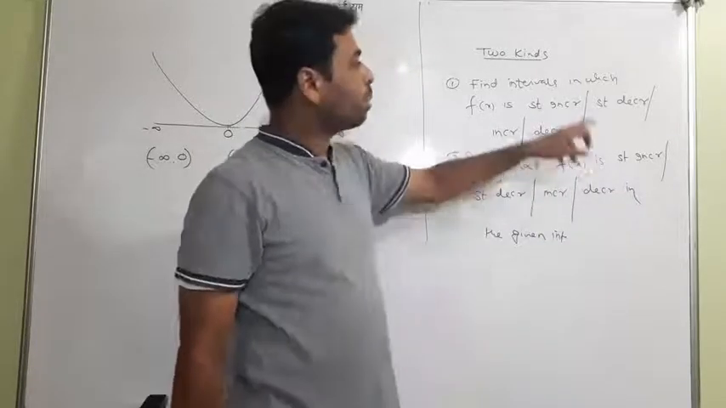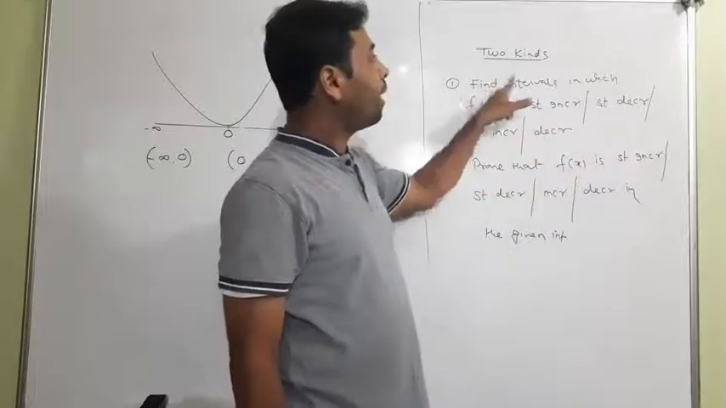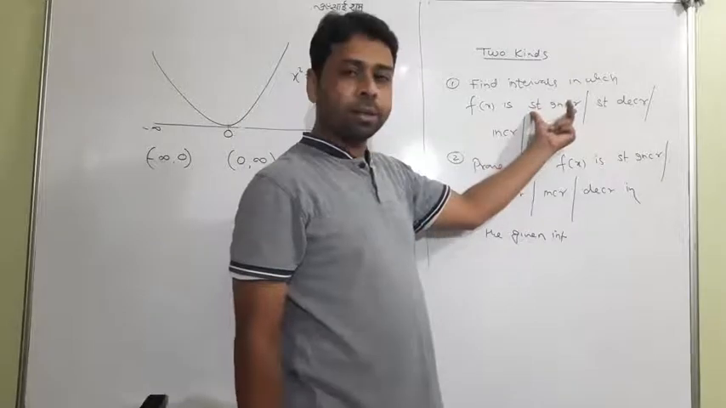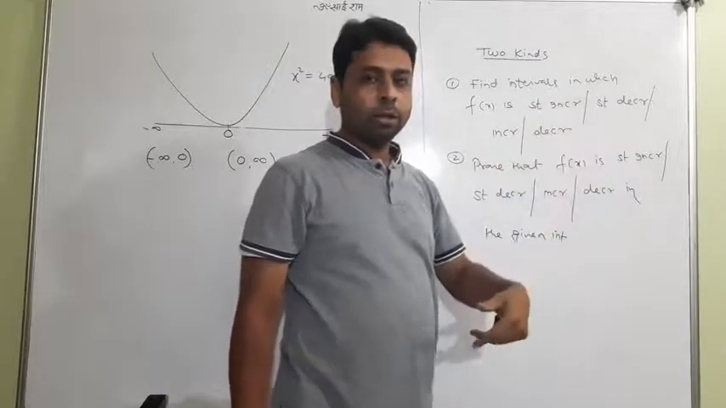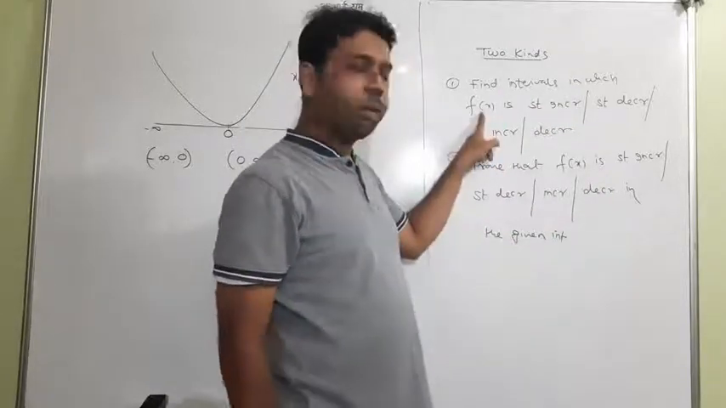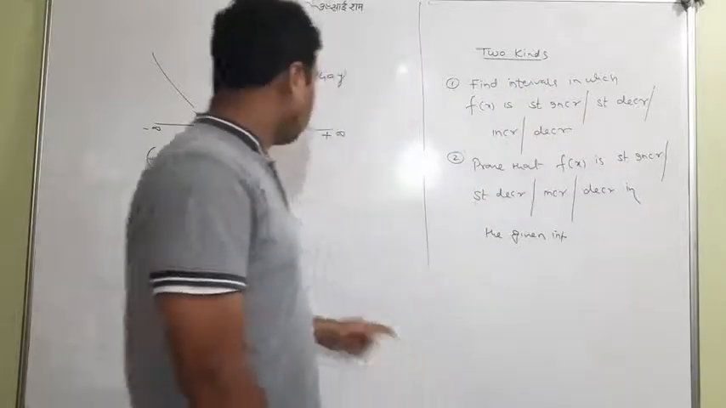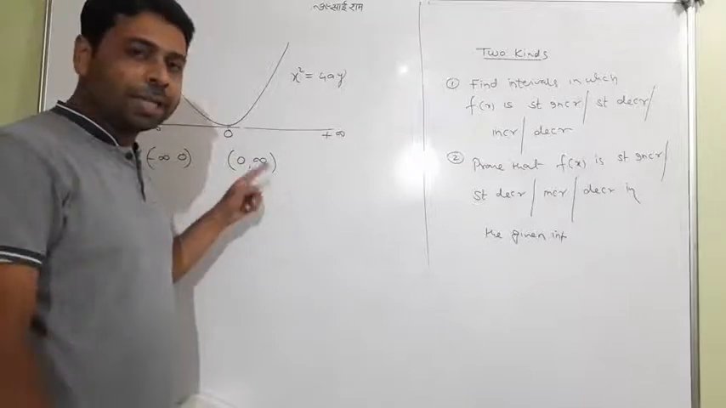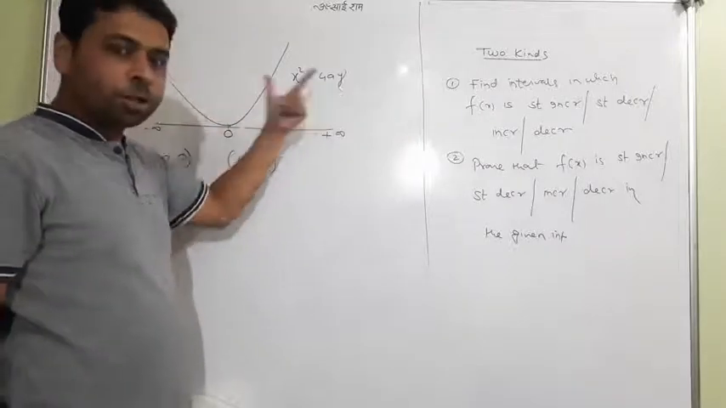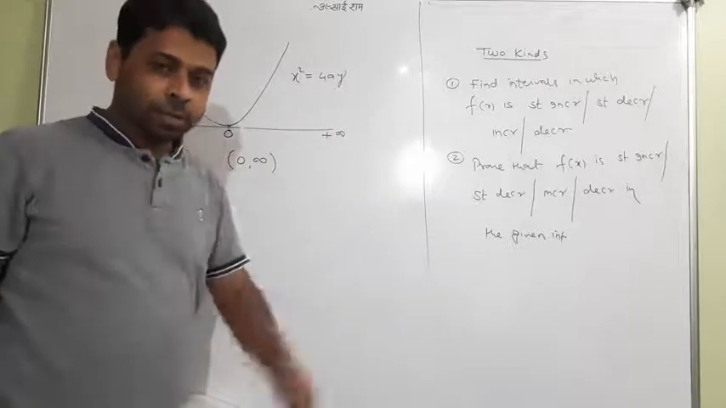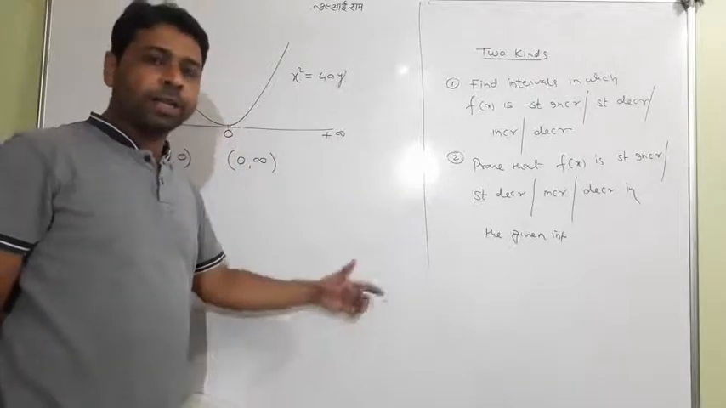Now just take one condition. Find the interval in which function is strictly increasing. I am not reading all. It means that a function will be given and you have to find the interval in which it is strictly increasing. What do you think about this question? You would say that this function is strictly increasing in 0 to infinity. But we have to find it. How we will find that, I will tell you.